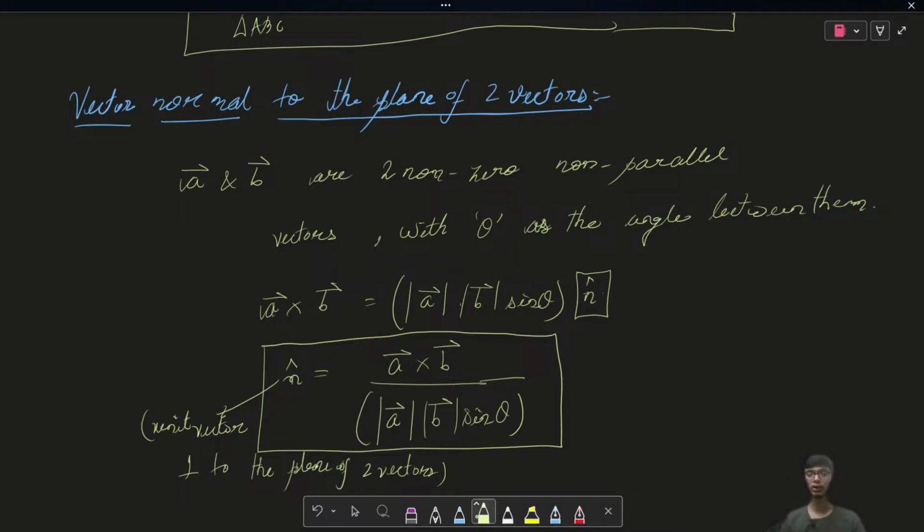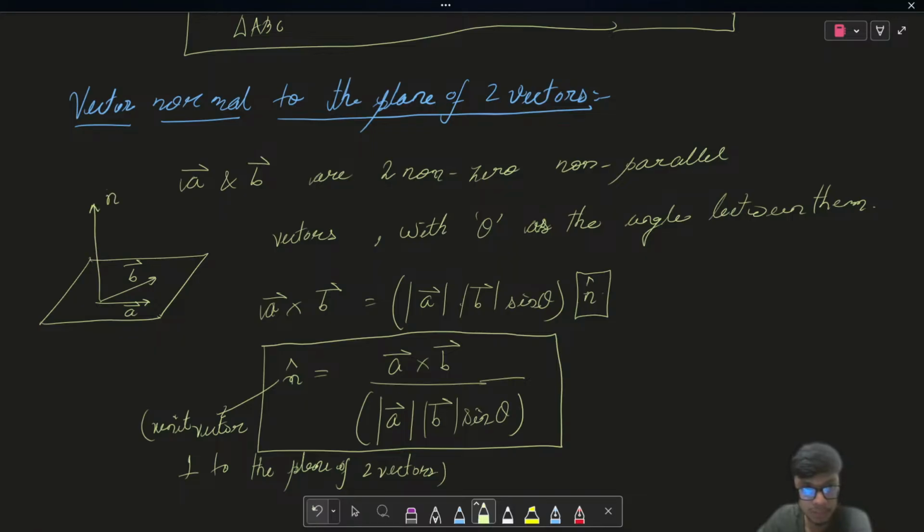Alright, so this is the result we got. By using this result of the unit vector which is perpendicular, if I have a plane with two vectors, a vector and b vector, then the normal to this plane is given by this n cap, which is the unit vector. Now, any vector in this direction can be given just by multiplying the magnitude with this unit vector.